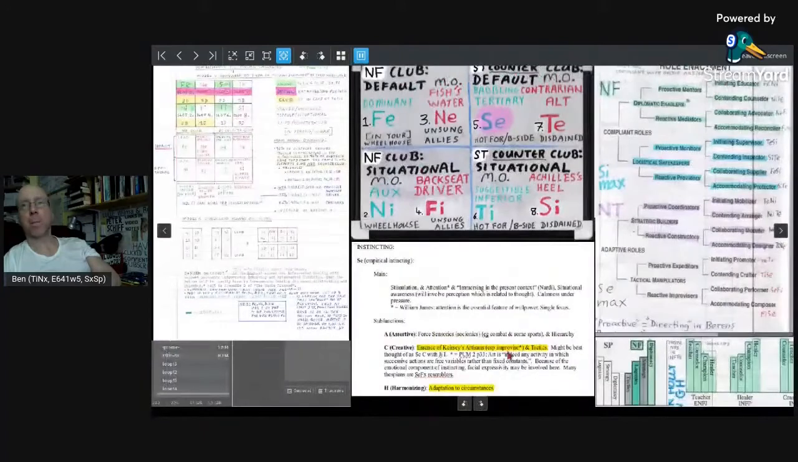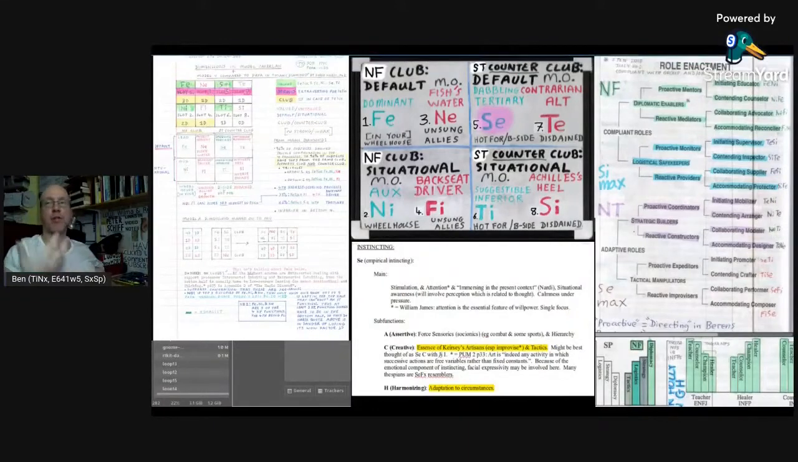So let's get back to the subfunctions, which should be this one. So SE, sort of like what I've got here: stimulation, attention, immersing in the present context. That's Nardi. Situational awareness, calmness under pressure, assertiveness.